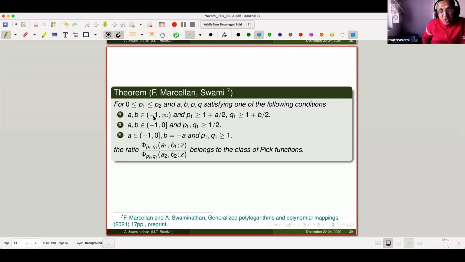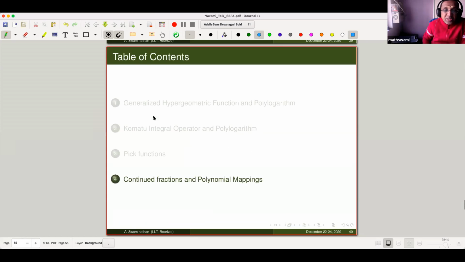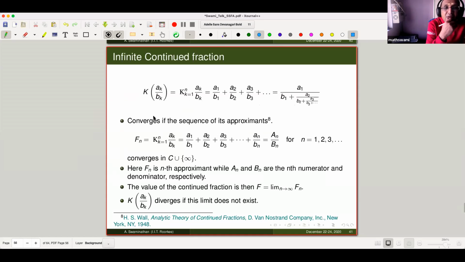Now the question is, why do I need to prove all these things for this class of functions? Because I'm interested in studying a much more general story than what is given here. So what is that? It is about continued fractions and polynomial mappings, which are of my interest. Precisely, we know what a continued fraction is. Basically, this is the continued fraction given here.